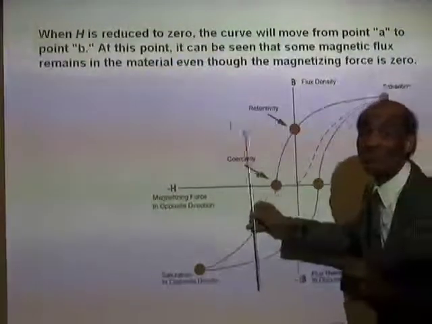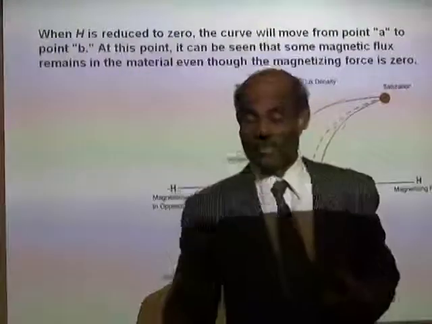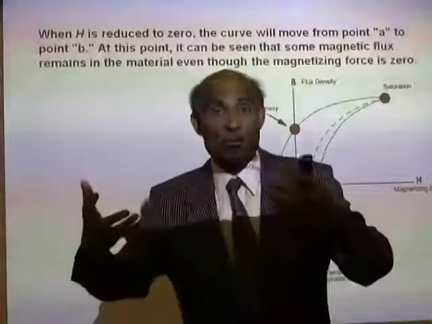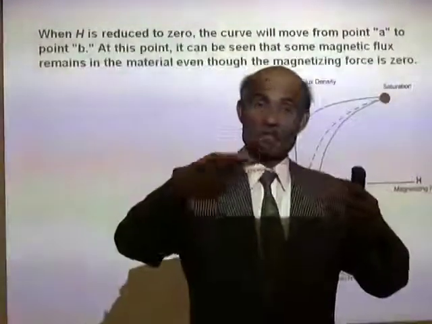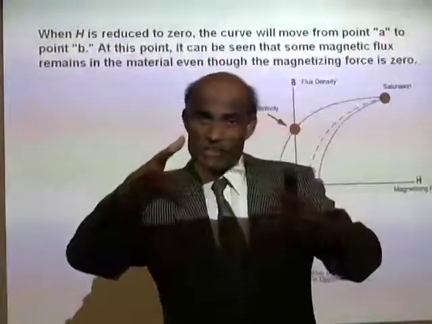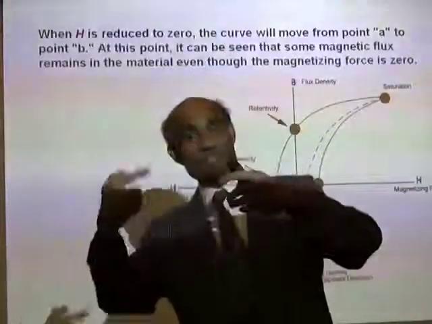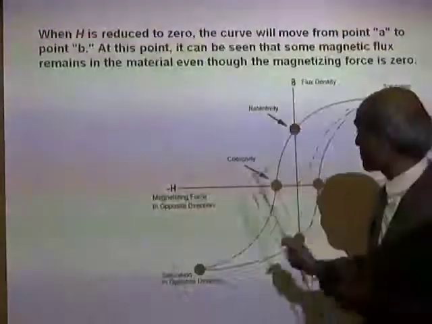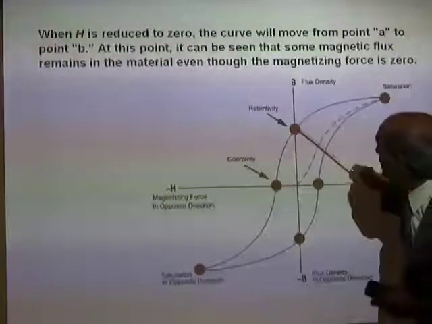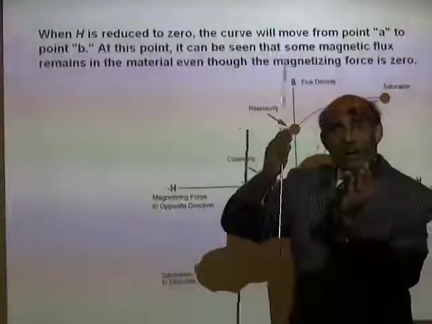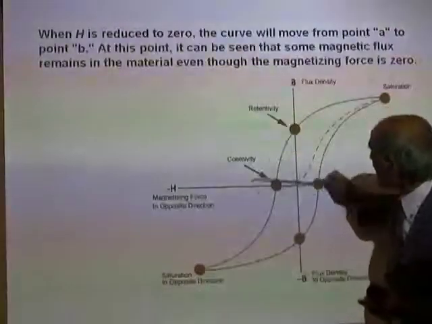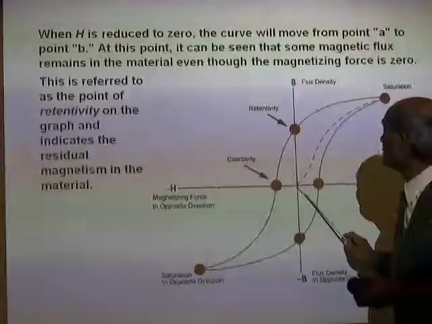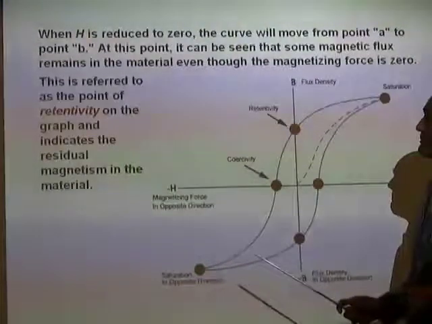What happens if you now increase the magnetizing force in the negative direction? As I told you, the magnetizing force is actually a current. If you pass current in one direction, you have magnetizing force in one direction. If you reverse the current, you have a reverse magnetizing force. If you reverse the magnetizing force, the domains are brought back to zero. That means the magnetization here is zero.